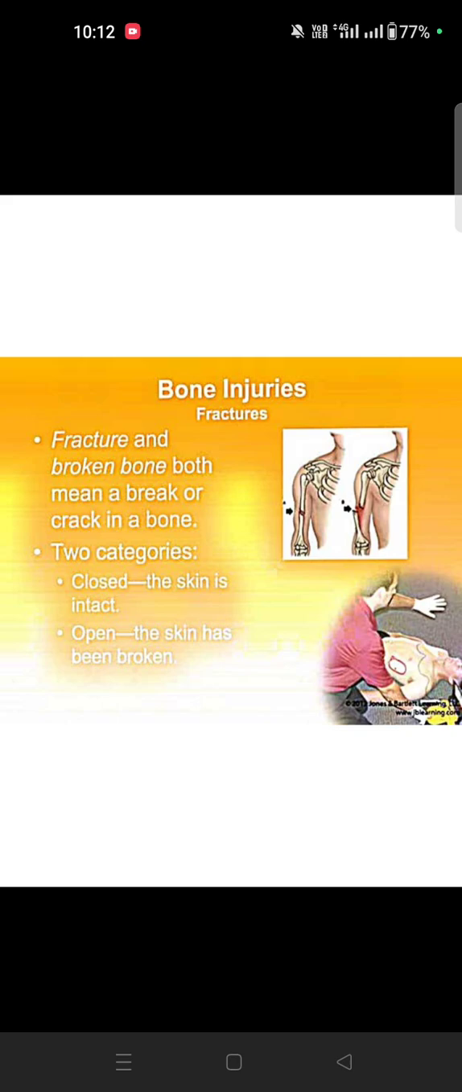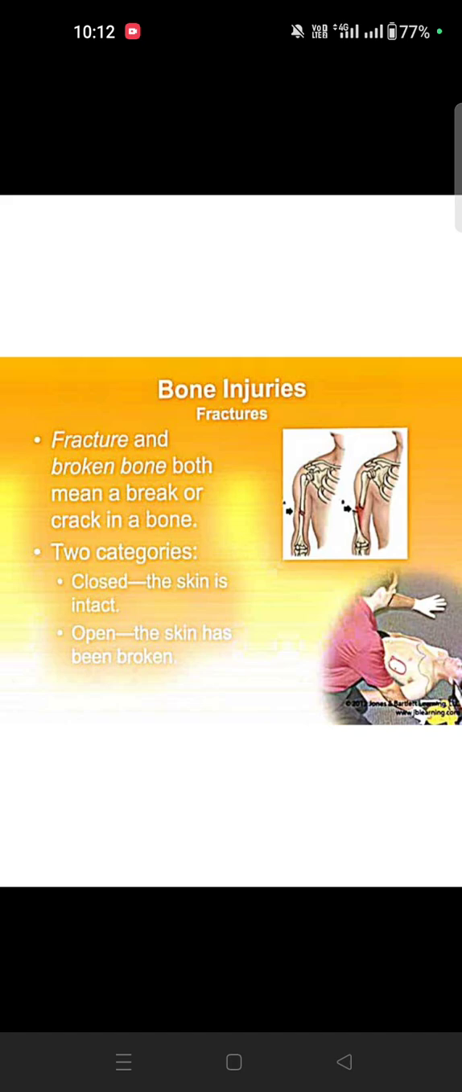Fracture and broken bone both mean a break or crack in a bone. It's called a bone injury. There are two categories: closed or open. Closed means the skin is intact. On the outside the skin is normal, but inside the bone is broken.